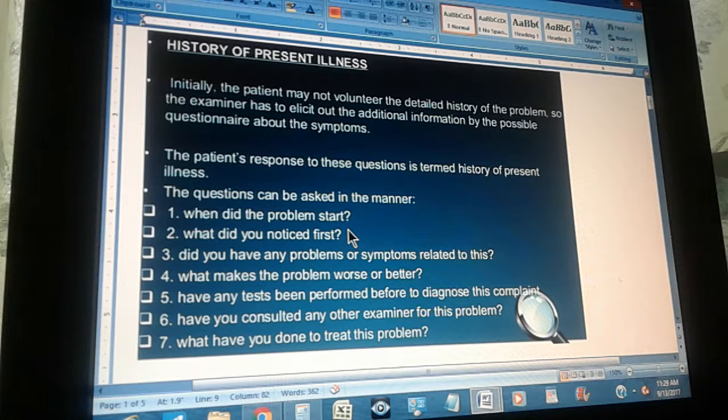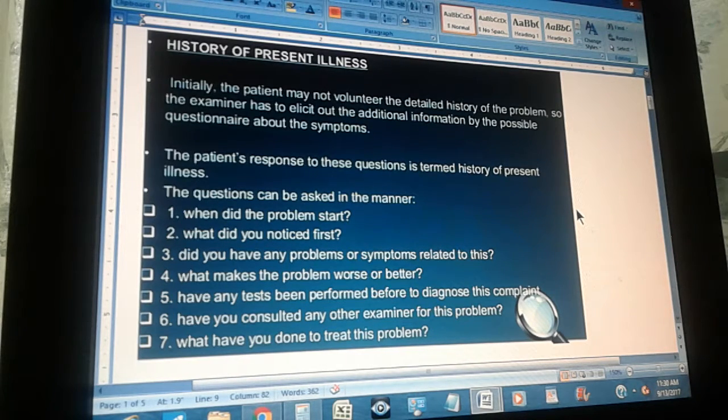What did you notice? Was it a pain? Was it a swallowing problem? Or something that went wrong, like redness or something on your skin, or anything that you noticed was wrong. What did you notice first? And then the other questions, you can read for yourself. So that's our theory. Now we're going to do a problem.